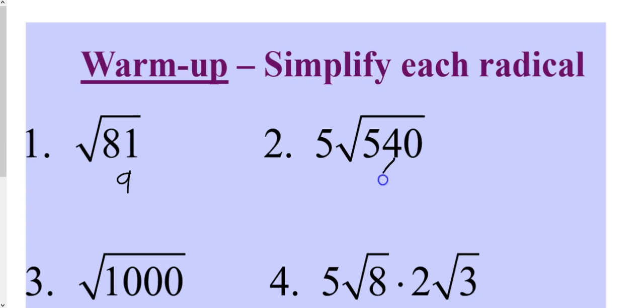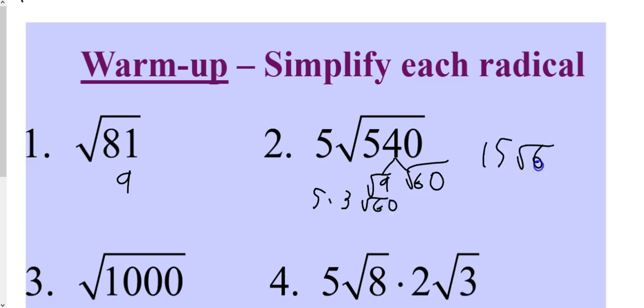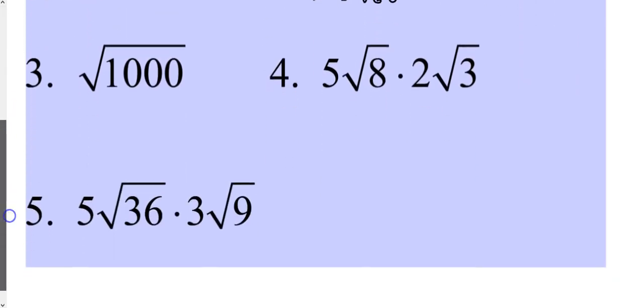Now, 540, we're going to use our strip on our desk. We're doing this in class. And basically, again, you're just taking 540, you're dividing numbers. And you're going to find out that it's 9, which is our perfect square we put first, and 60. Remember, this is going to be 5 times 3 times the square root of 60. So that ends up being 15 times the square root of 60. Again, no decimal answers. All right?